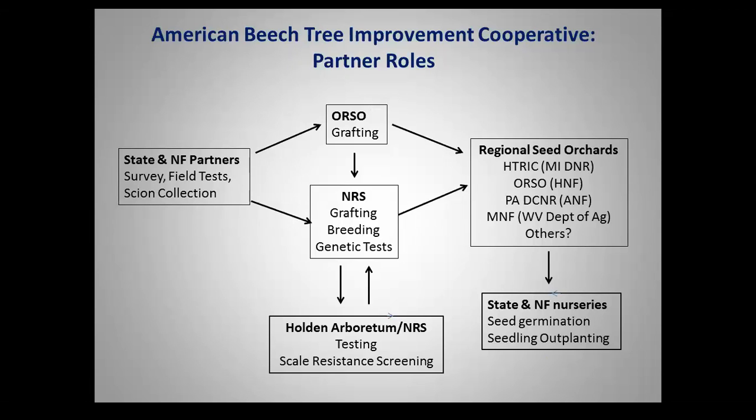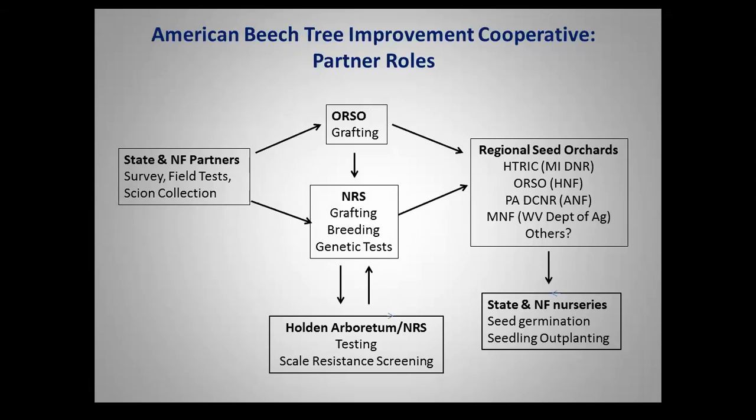Again, our state and national forest partners are doing the surveying in the field, they're testing in the field, collecting the scion, and then we at the Northern Research Station are actually doing the grafting, the breeding, and the genetic tests. The Oconto River Seed Orchard has also joined us in helping us with the grafting efforts. We carry out the testing with our partner Holden Arboretum.